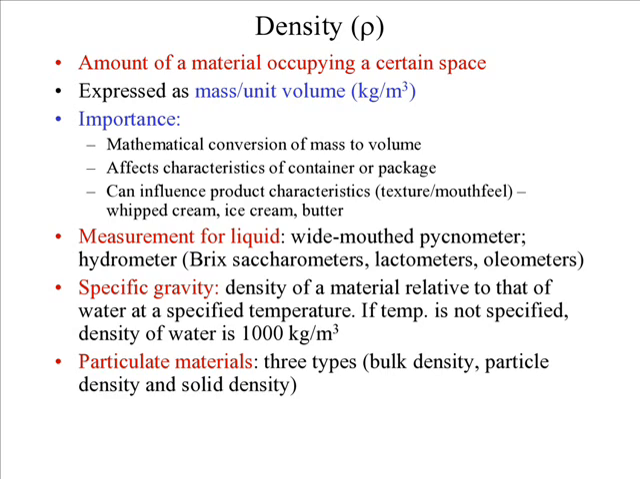Continuing on with more physical characteristics, we have density. Density is defined as the amount of a material occupying a certain space. It's expressed as a mass per unit volume, for example, kilograms per cubic meter or pound per cubic foot. The importance of density is that you have a mathematical conversion of mass to volume. When it's needed, you need to use the density to do that.